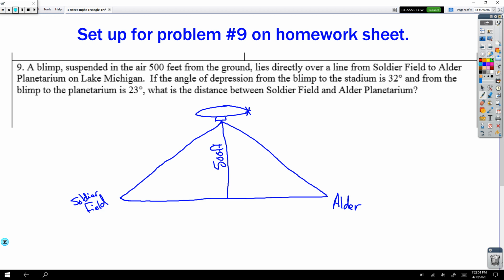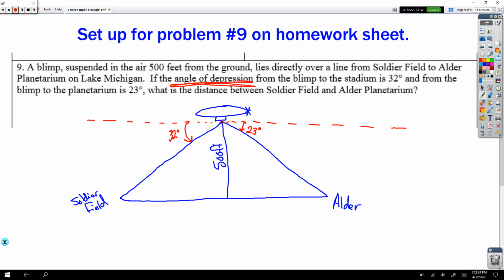Now, it says that the angle of depression from the blimp to the stadium is 32 degrees. So again, angle of depression from the blimp. So I need that horizontal sight line. Okay, angle of depression would be down arrow, so it's going to give me that measurement. So angle of depression from the blimp to the stadium is 32 degrees. And the angle of depression from the blimp to the planetarium is 23 degrees. What is the distance between Soldier Field and Alder Planetarium?